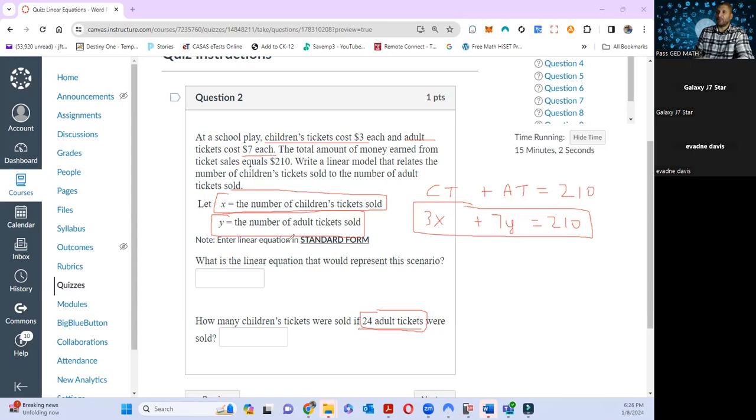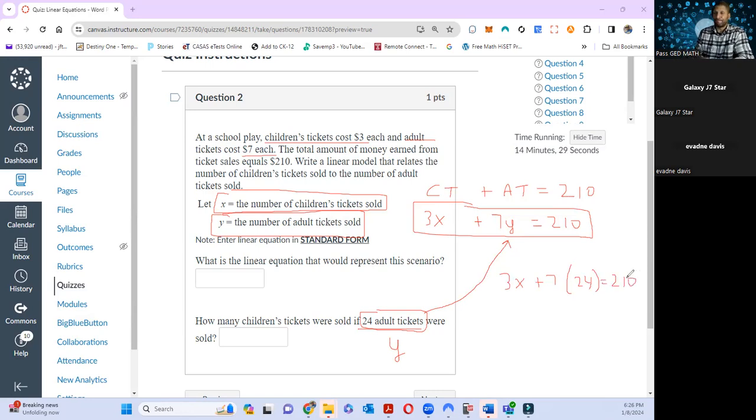What variable stands for the number of adult tickets sold? You don't have to think too hard. It's right in front of you. Y. Why? It's not hard. They're telling us 24 adult tickets, so the number of adult tickets is Y. They're giving us Y here, so we're going to take this Y and plug it in right there. So we get 3x plus 7 times 24 equal to 210.